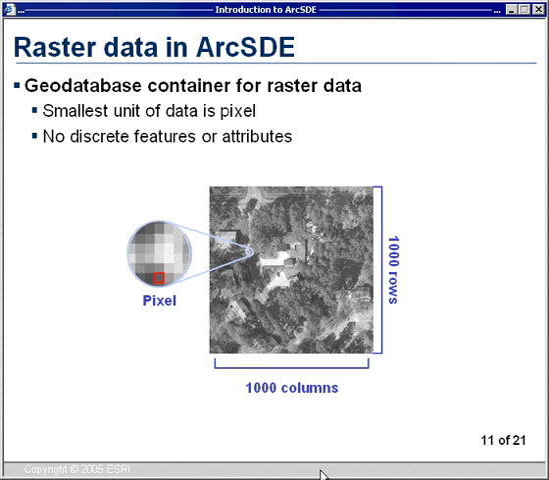So, storing your raster data in ArcSDE, the smallest unit of raster data is going to be a pixel. So we're pulling the pixel information. Pixels don't really have any relationship to each other except that they're next to each other. So a pixel doesn't know if it's part of a house or part of a road or part of a tree. It's just a number in a specific location.